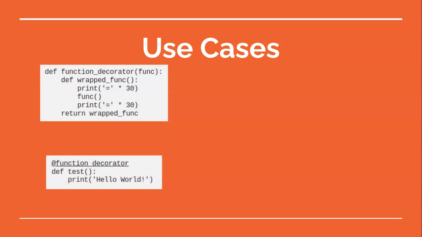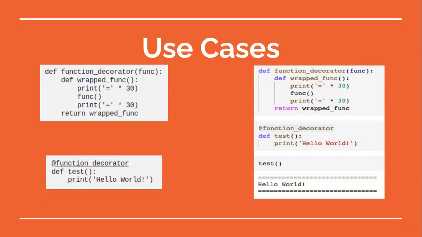Here we have a function test that prints the statement hello world. Now, we are going to decorate this function. What will be the output of the function if we call it? Now, look at the output. In this decorator, we output 30 equal signs before and after the function is executed. Therefore, we can say that the decorator is used for adding a top and bottom row of equal signs for any function printing something.